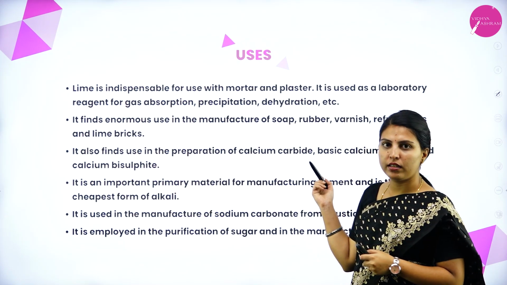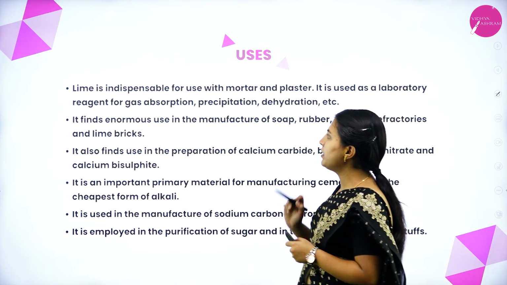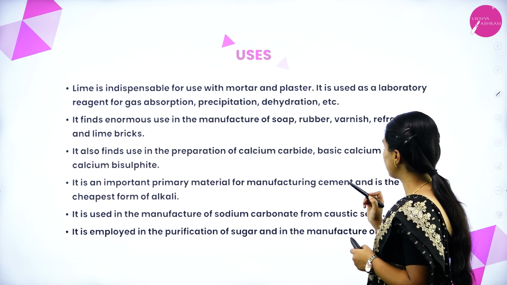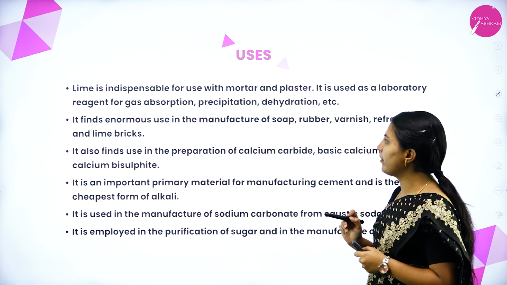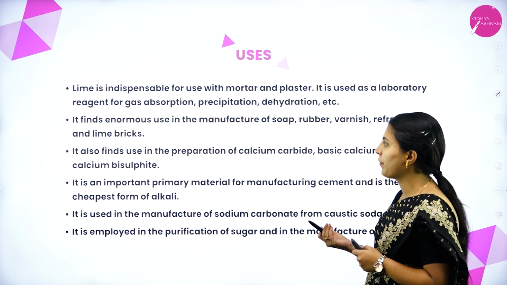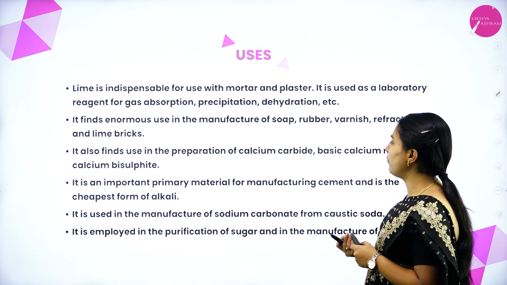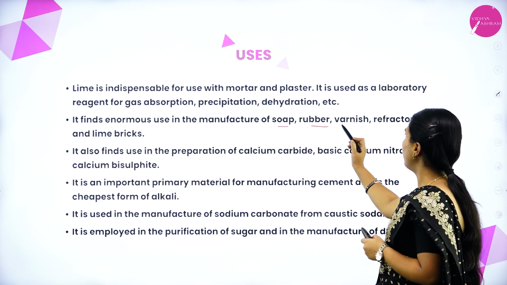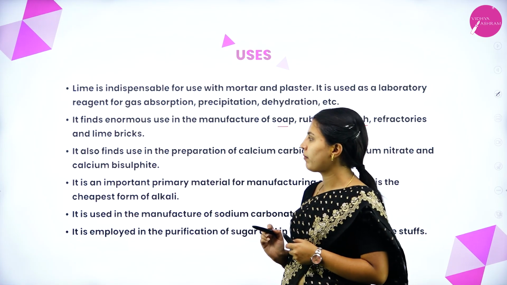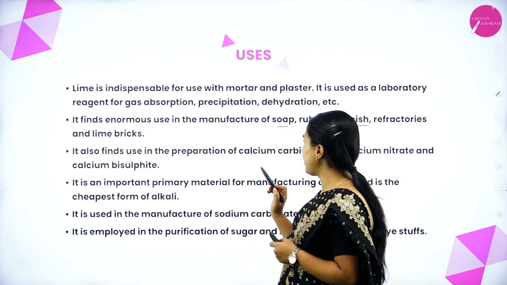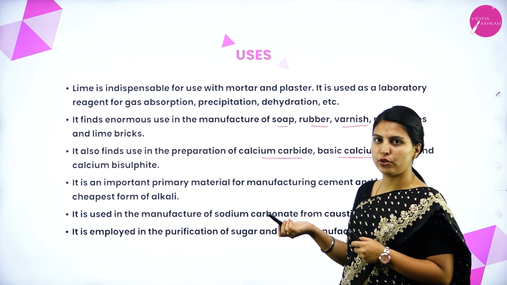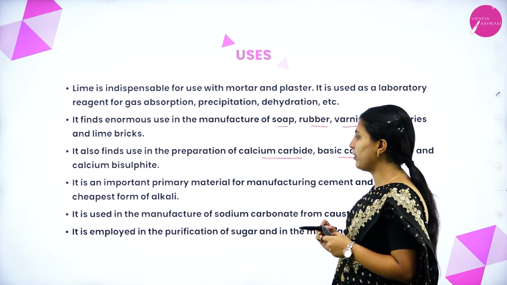Its uses: lime is indispensable for use with mortar and plaster. It is used as a laboratory reagent for gas absorption, precipitation, dehydration, etc. It finds enormous use in the manufacture of soap, rubber, varnish, refractories and lime bricks. It also finds use in the preparation of calcium carbide, basic calcium nitrate and calcium bisulfate. To form these compounds, calcium oxide will be used.